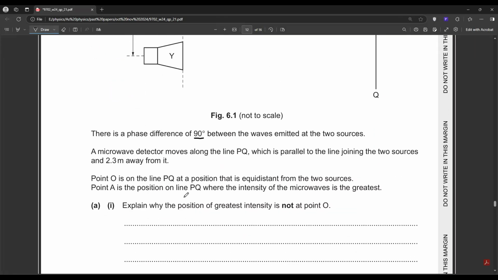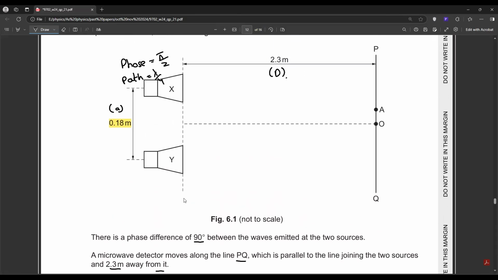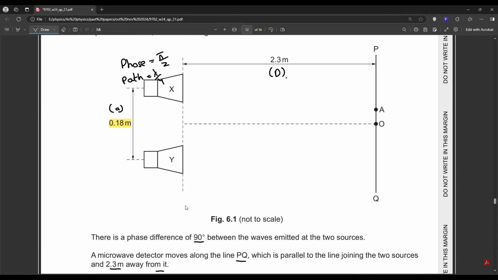Let's further move ahead. A microwave detector moves along the line PQ, which is parallel to the line joining the two sources and 2.3 meters away from the sources. Perfect. Point O is on the line PQ at a position that is equidistant from the two sources. Point A is the position on the line PQ where the intensity of the microwaves is the greatest. So here you have the greatest intensity. Perfect.